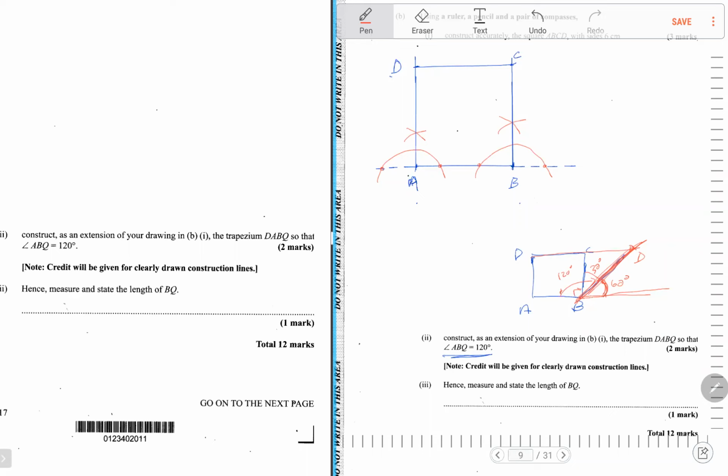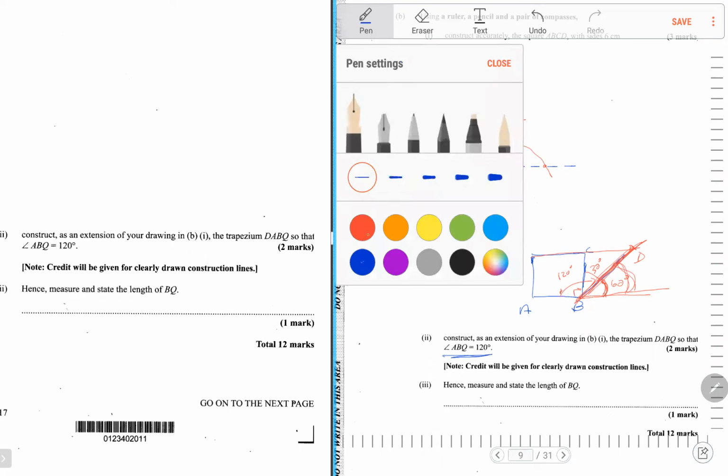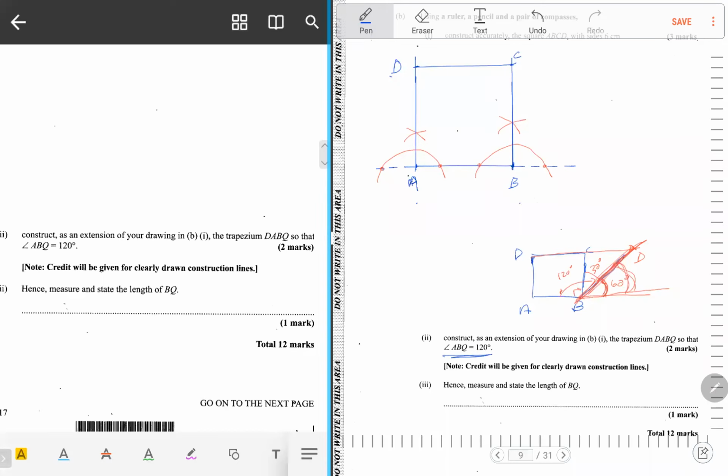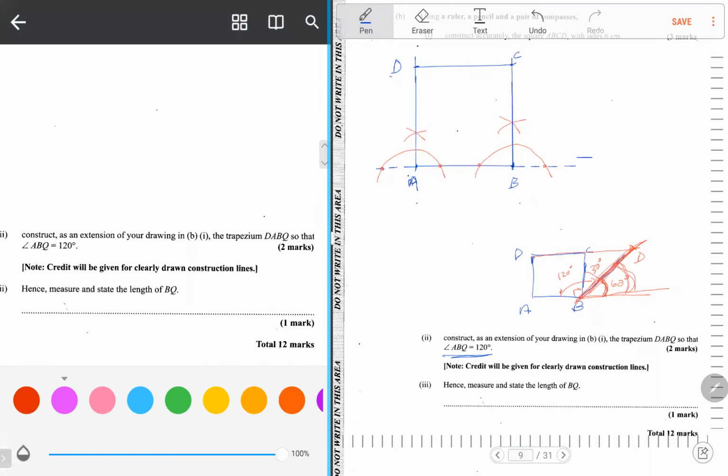So we need to construct a 60-degree angle out here. So let's go back on the diagram and show it now. We're going to construct a 60-degree angle out here. We're constructing a 60-degree angle from this line now. Let's extend this line again, constructing a 60-degree angle on this line here.